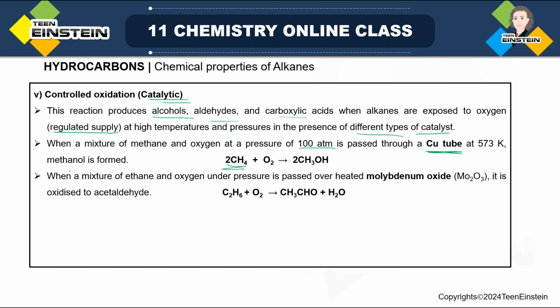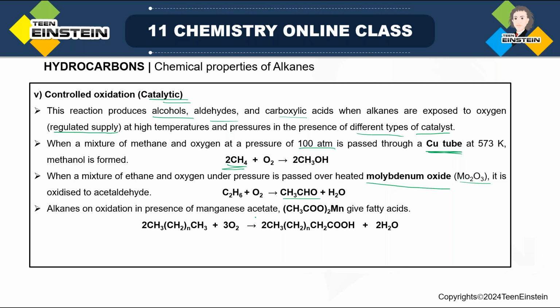Again you have taken an alkane, this time you have taken ethane. Under pressure is passed over heated molybdenum oxide. This is also metal oxide, metal related catalyst. In this case we are getting the oxidation product which is CH3CHO. If it is methane, it will be formaldehyde, HCHO.